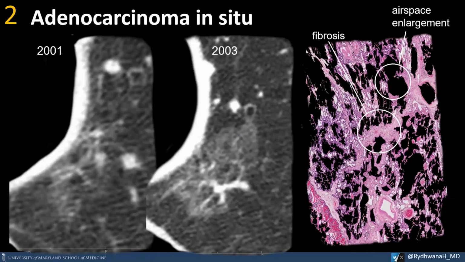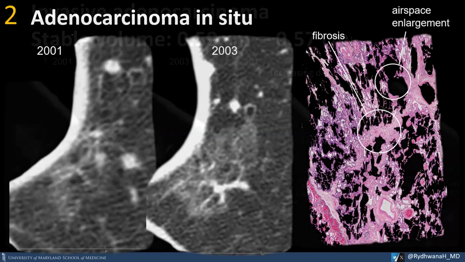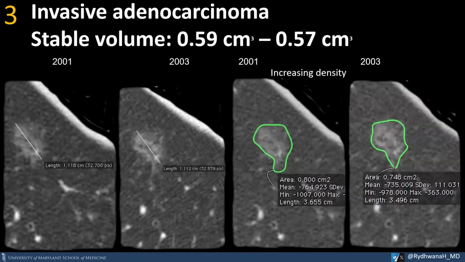Here in the second nodule, you can see that over a course of 2 years, what started off as a pure ground glass nodule has actually increased in size. And on biopsy, this showed airspace enlargement and fibrosis. And so this was a case of adenocarcinoma in situ. The third nodule that this patient had is the same size, a pure ground glass nodule here, stable in size. But what you notice is that in 2 years, it actually slightly increases in density.